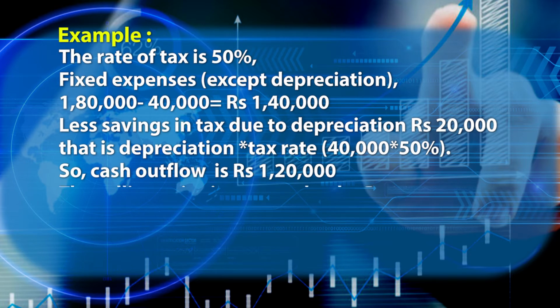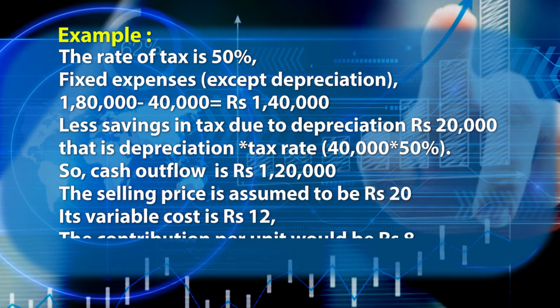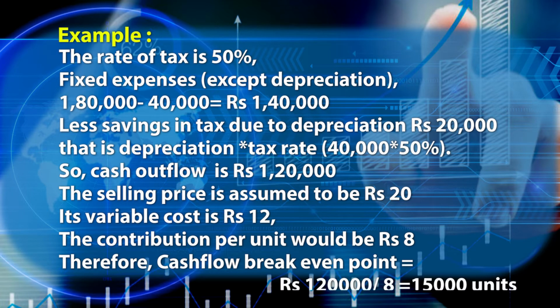So, cash outflow due to fixed expenses after the tax effect is rupees 1,20,000. If the selling price is assumed to be rupees 20 and its variable cost is rupees 12, the contribution per unit would be rupees 8. Therefore, cash flow break-even point would be equal to rupees 1,20,000 divided by contribution per unit, that is rupees 8. So, rupees 1,20,000 divided by 8 will give you a cash break-even point of 15,000 units.